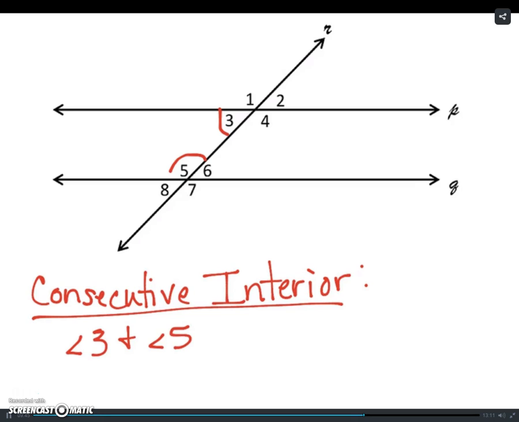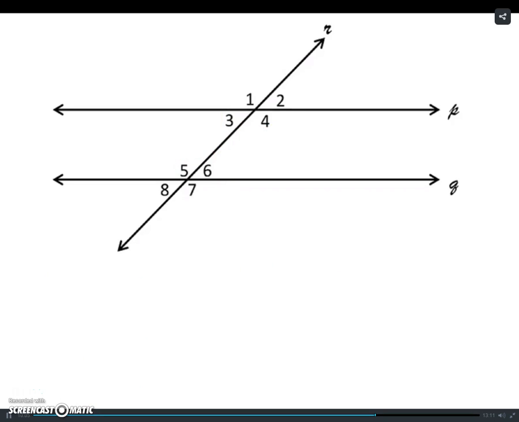I'm going to give you a second, and I want you to see if you can find the other consecutive interior angles. That's right. It's going to be angles 4 and 6. Those are also consecutive interior angles. All right, so let's try the next one.